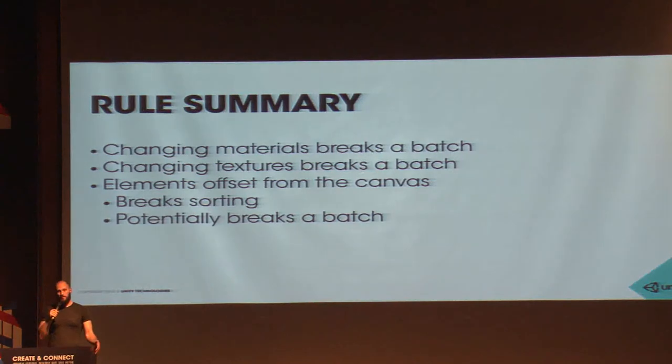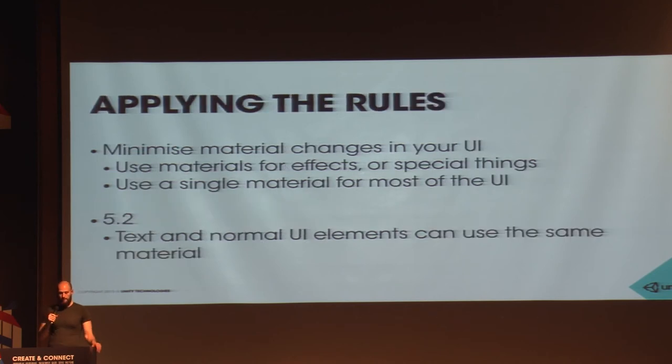So to quickly sum up the important rules with the canvas and achieving batching, changing materials when rendering will break a batch. Changing textures will break a batch. Elements that are offset from the camera, offset from the canvas, will break batching. It will break sorting, and potentially break a batch, depending on how your content is constructed. So how should you apply these rules to your scenes?